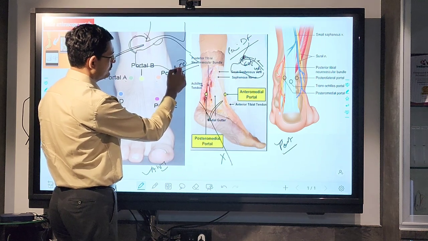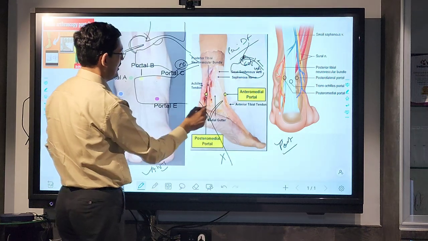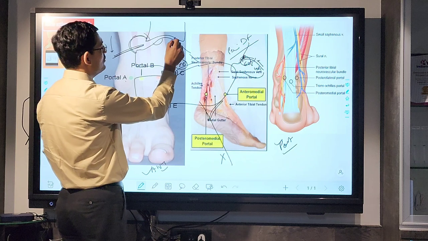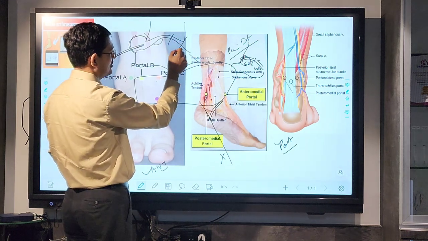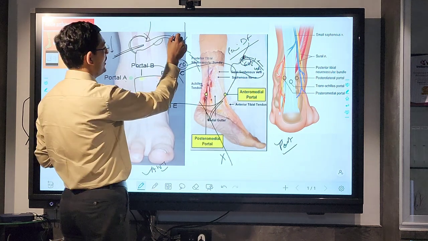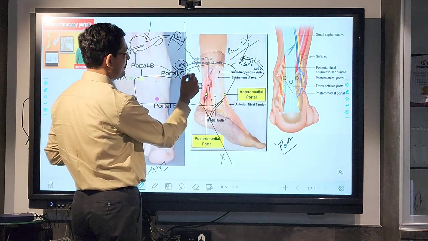Posterior facet or the subtalar. So this is the talus and this is the calcaneum. Okay? So you can achieve the last 40% of this. You can see the subtalar joint. So one, you can access the posterior ankle. Two, you can access the subtalar joint.